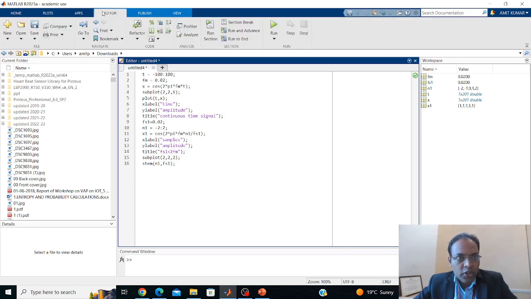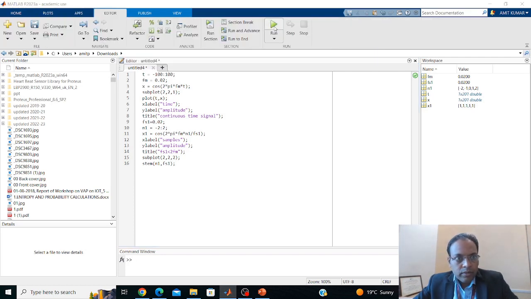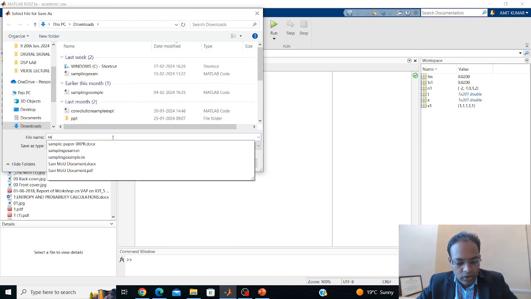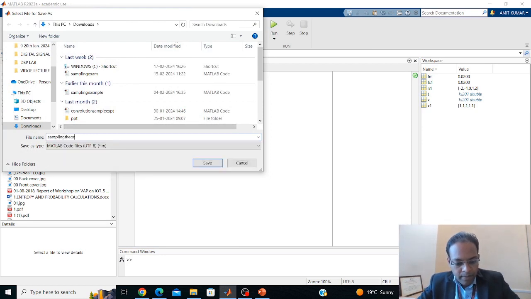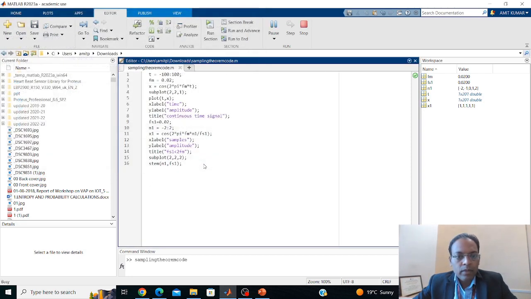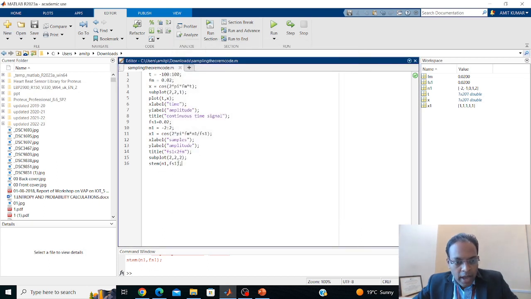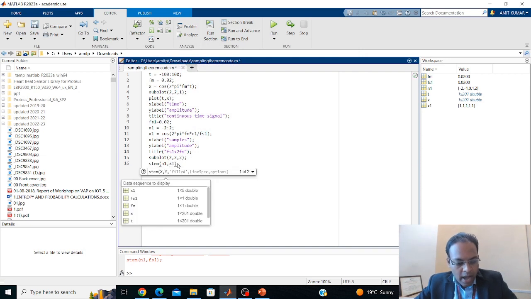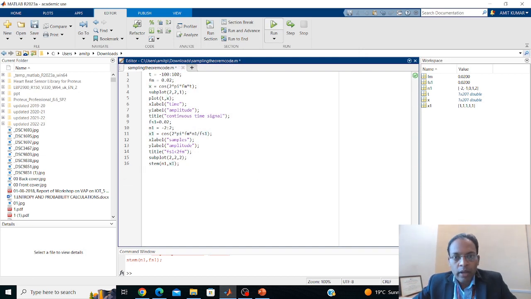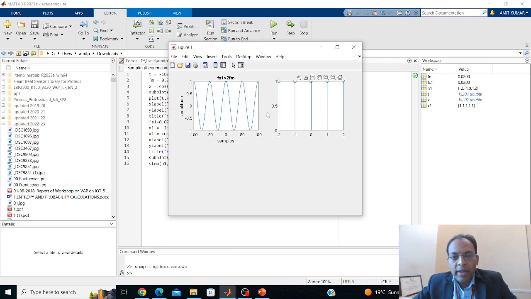And here you will find the option. It will ask to save. So, sampling theorem code. Okay, such a window will open, and here we have to write N1 comma X1. Okay, and here you can see the two graphs obtained. That was for the first condition and for the second condition.